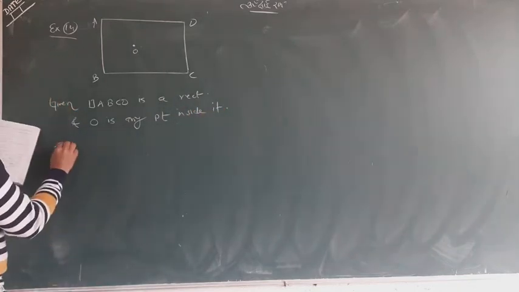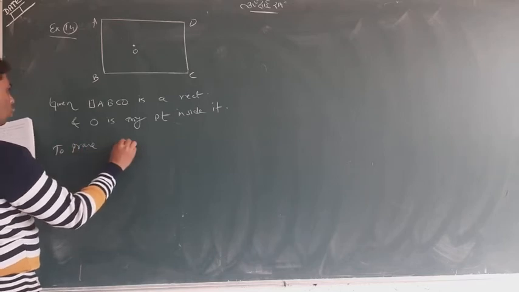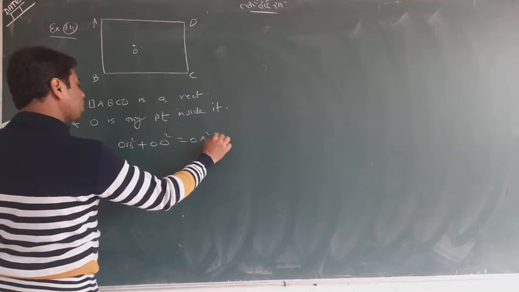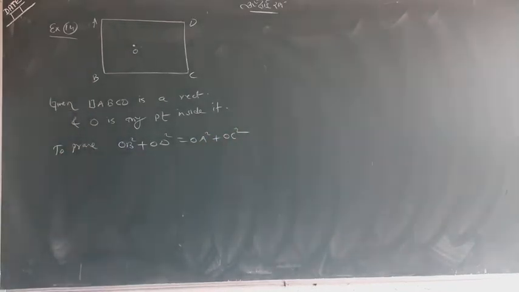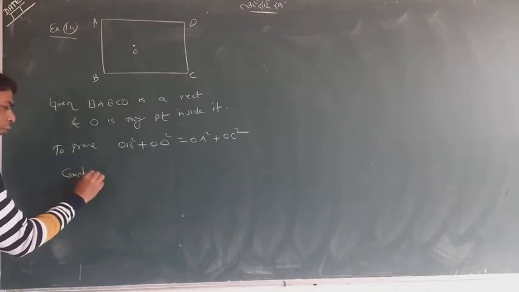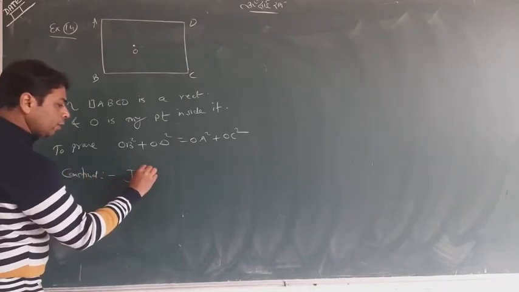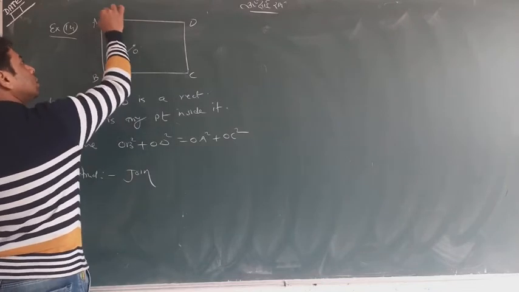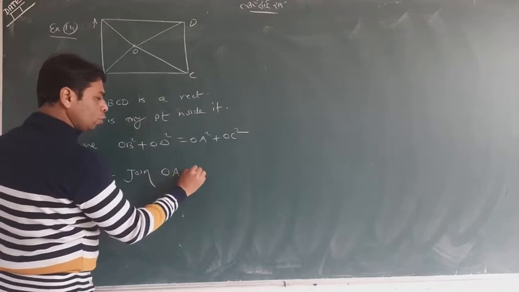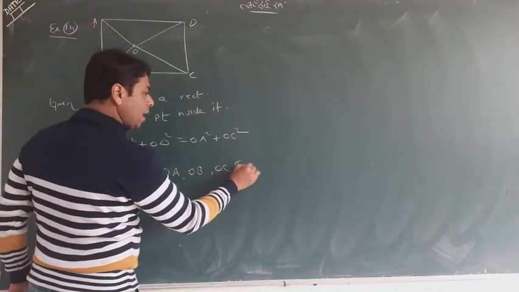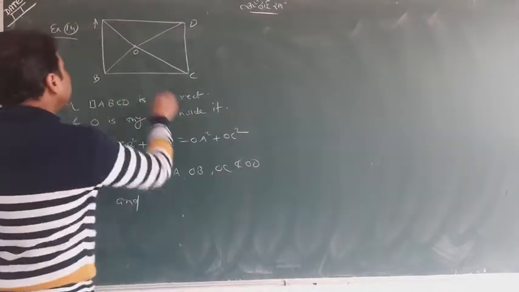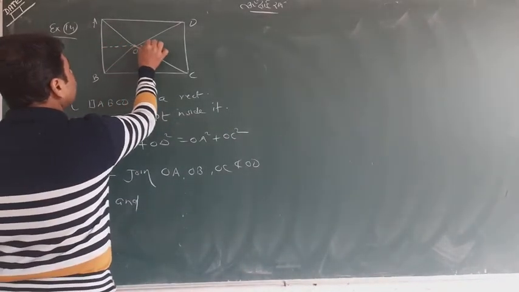To show: OB square plus OD square equals OA square plus OC square. So okay, how will we manage? Look at it again. First we construct something to do this. We join OA, OB, OC and OD, and one more construction we'll do. We will draw a line.